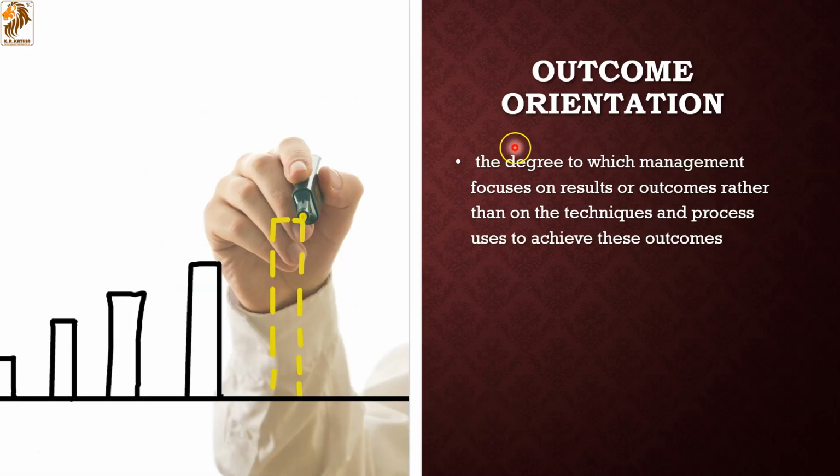Next is outcome orientation, the degree to which management focuses on results or outcomes rather than on the techniques and processes used to achieve those outcomes. So this is outcome orientation. I mean that it should not be completely process focused. Once the company finalizes any kind of outcome, the management should focus on the result only, on how that employee can reach that particular result, not on how and what he is performing right now.